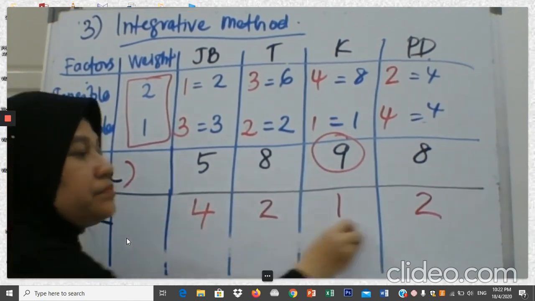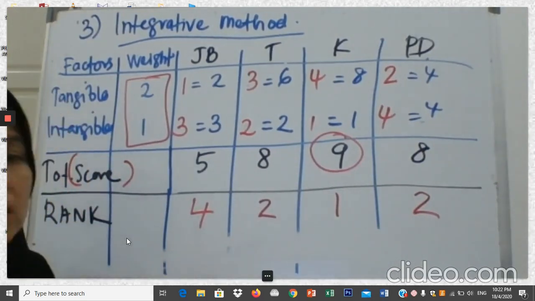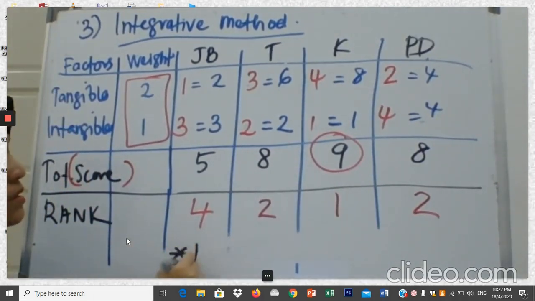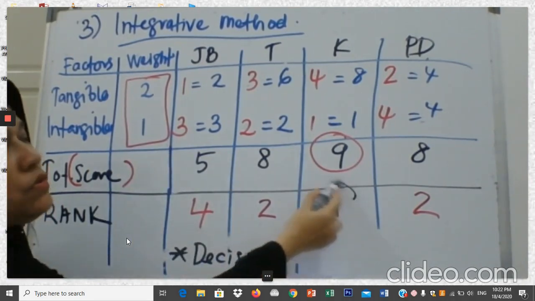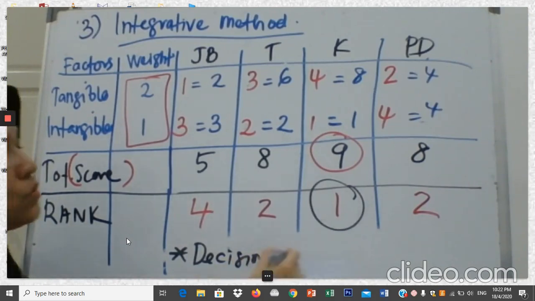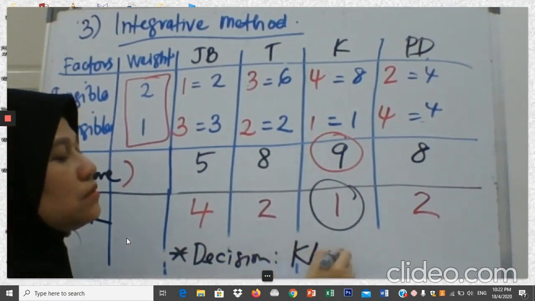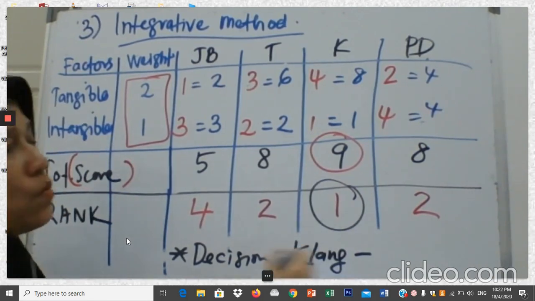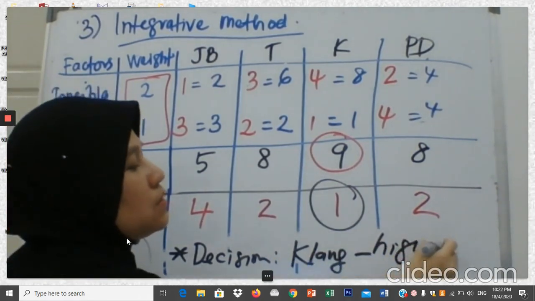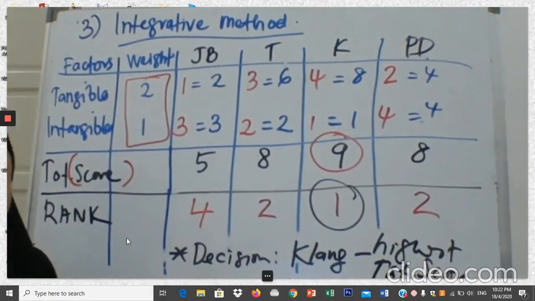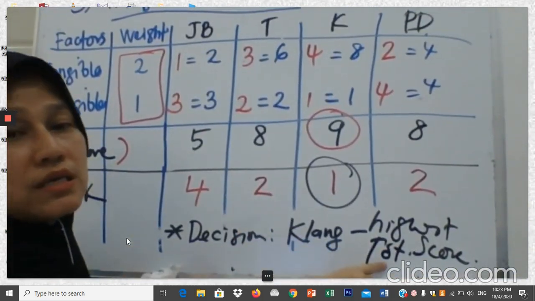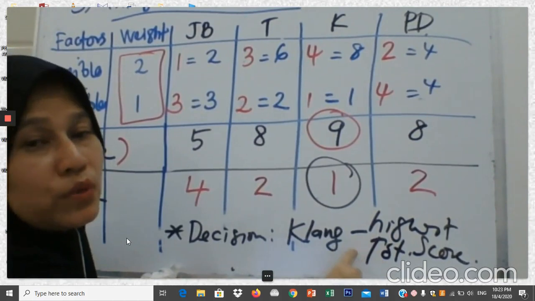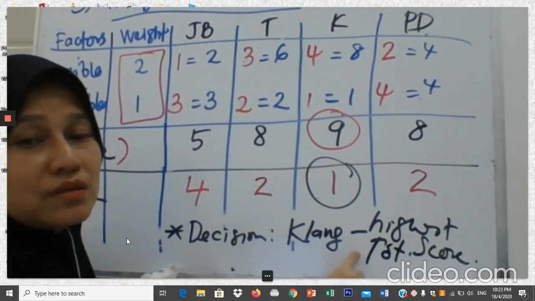Then from here, make a decision. Don't forget the decision. The decision is we focus on rank number 1. So Klang is the best location. Why? Because it has the highest total score. Klang is the best because it has the highest total score. Please come up with a proper sentence, not a short form like this.